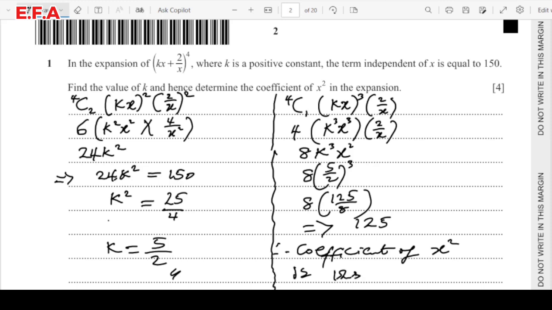Sorry, let me rewrite that, please. It's not looking neat enough. So the coefficient of x squared is 125. That brings us to the end of the question.